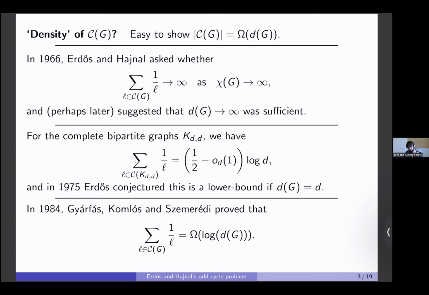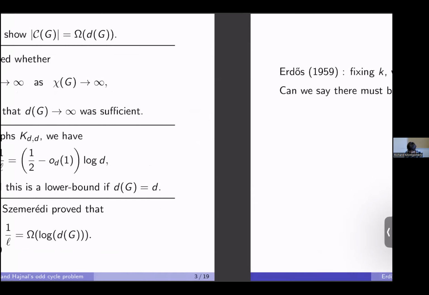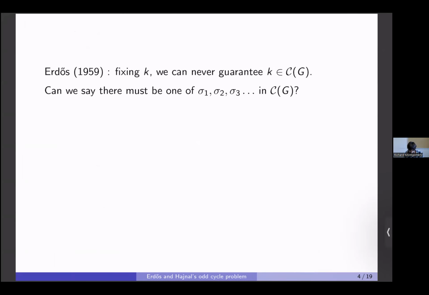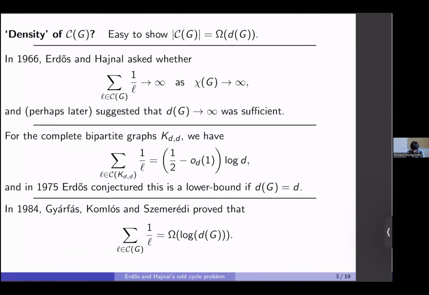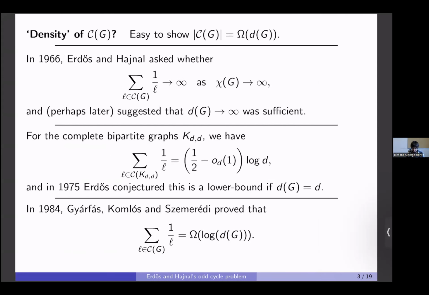But maybe we can try to improve this implicit constant. If you remember from my last slide, this is some measure of the density of the cycle lengths in the graph.